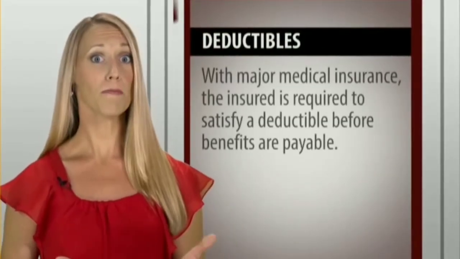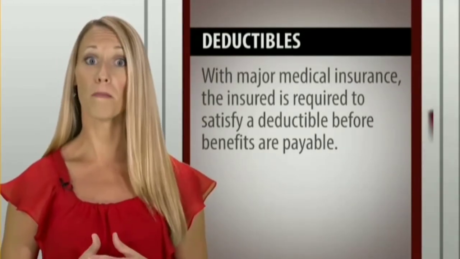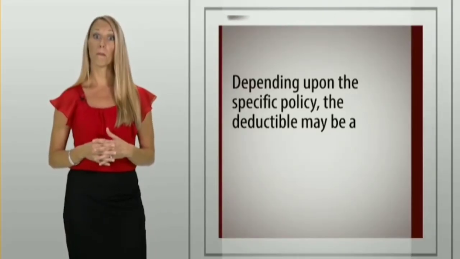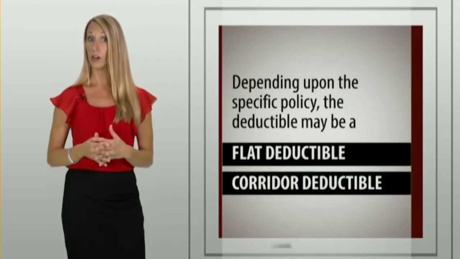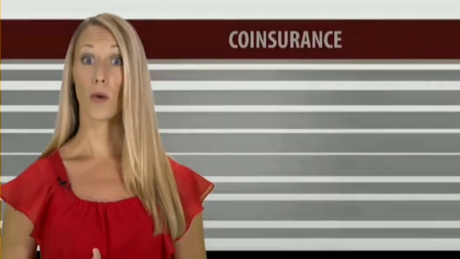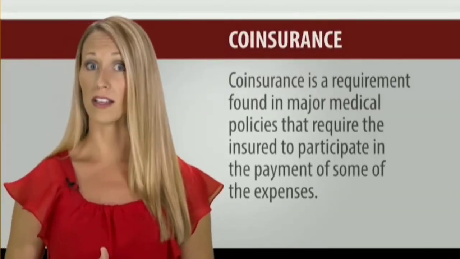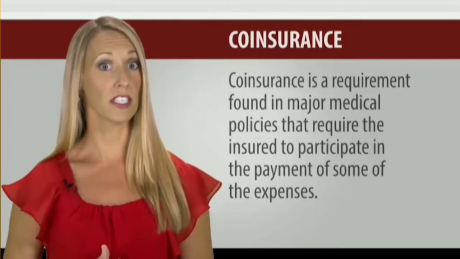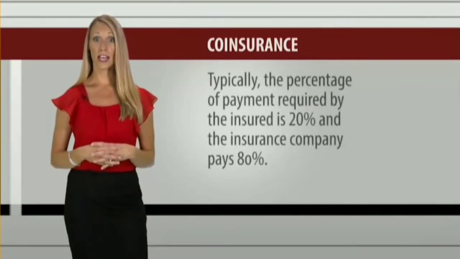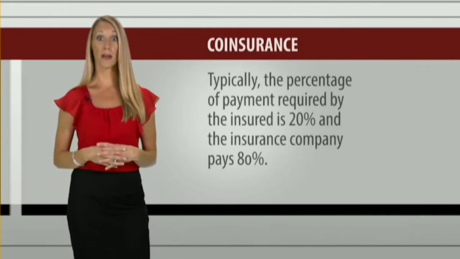Deductibles. With major medical insurance, the insured is required to satisfy a deductible before benefits are payable. Depending upon the specific policy, the deductible may be a flat deductible, corridor deductible, or an integrated deductible. Coinsurance. Coinsurance is a requirement found in major medical policies that require the insured to participate in the payment of some of the expenses.